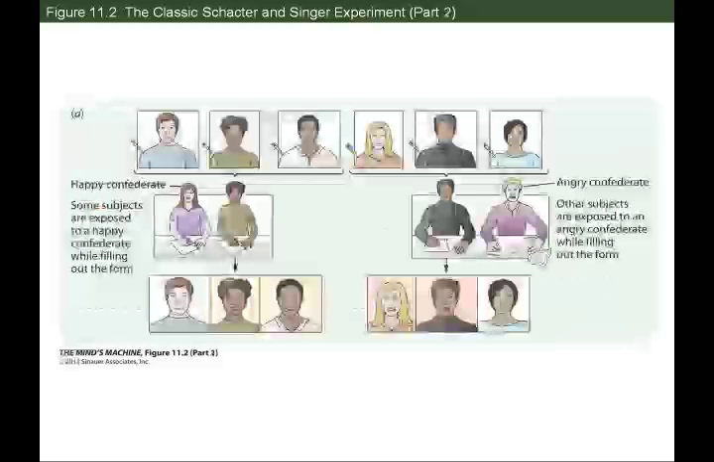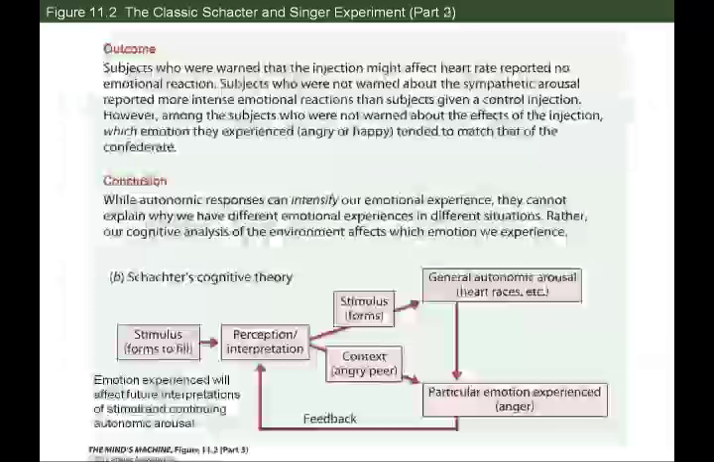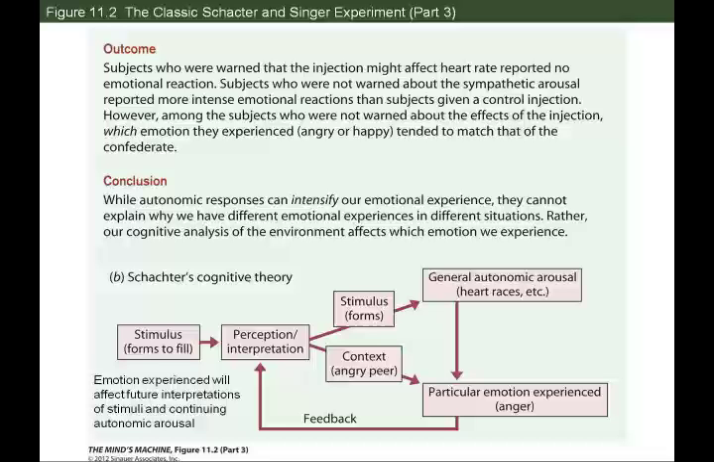The people who were exposed to the happy Confederate interpreted the autonomic nervous system changes that were caused by the epinephrine shot as "I'm feeling elated and happy." The group with the exact same autonomic nervous system changes, because they got the same epinephrine shot, interpreted what they were feeling as being angry and frustrated. Does that make sense?